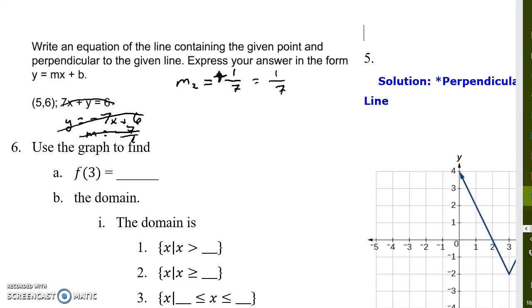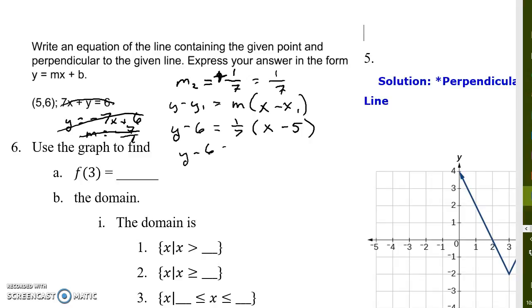Now I have a slope of 1/7 and a point (5, 6), so I use the point slope formula. y minus y1 equals m times x minus x1. Plug in my point and my slope. y minus 6 equals 1/7 times x minus 5. And then I simplify this.